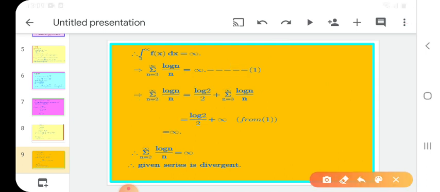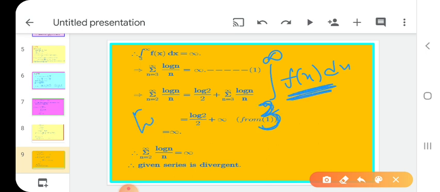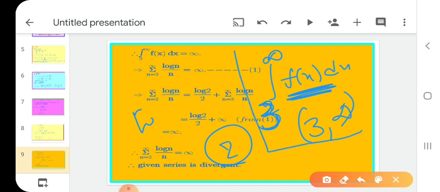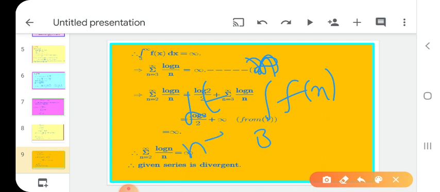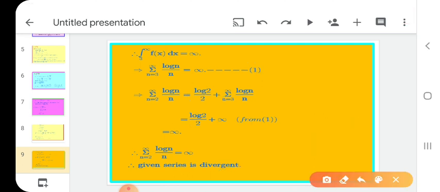Next we find the integral of f of x dx from 2 to infinity. For that we take from 3 to infinity. Why? The function f of x is decreasing from 3 onward, 3 to infinity only, not at 2. The given function is decreasing in the interval 3 to infinity, not in 2 to infinity. So we take from 3 to infinity. First I find the integral from 3 to n of f of x dx, and after that I find the limit as n tends to infinity. What we get? We get the value infinity.